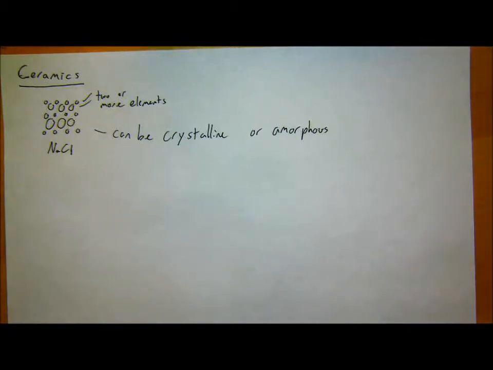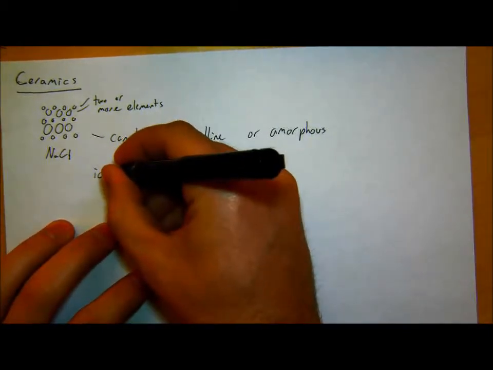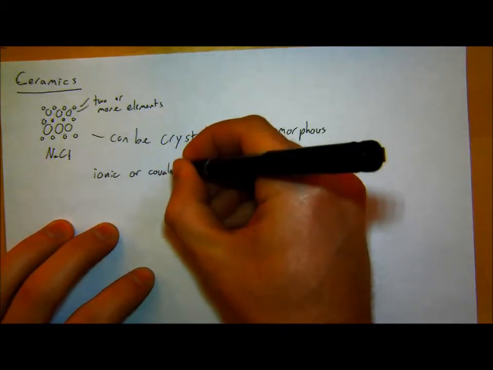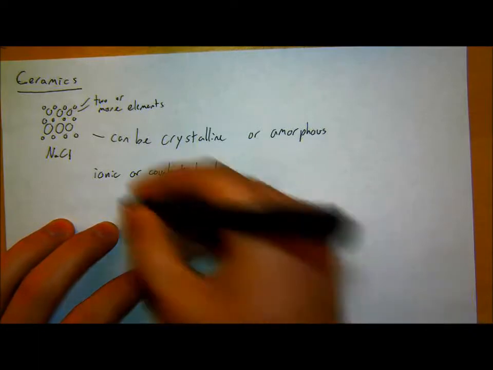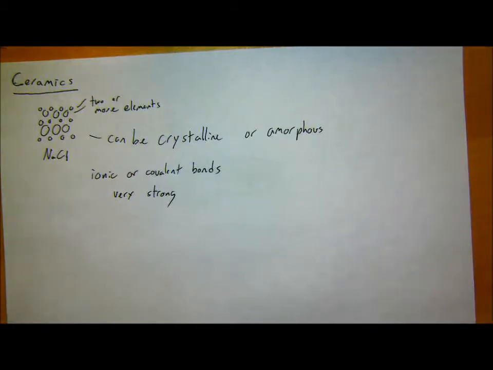The crystal structures that form with ceramics are infinitely more varied than the simple cubic, face centered cubic, body centered cubic, and hexagonal close pack that metals form. So you can get a whole bunch of different structures, and a lot of that changes their mechanical properties, electrical properties, and thermal properties, and there's a whole lot there that I don't want to get into. Generally, these are ionic or covalent bonds, which are very strong. Where metallic bonds are relatively soft and allow those crystals to move relative to each other, covalent and ionic bonds are very strong.